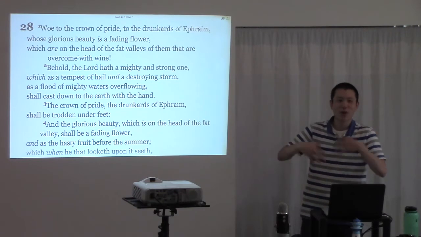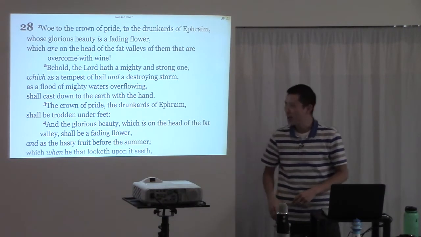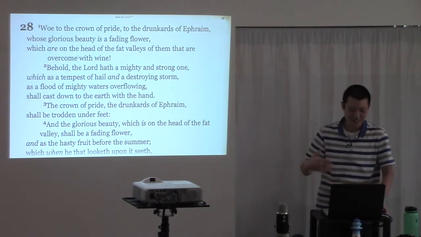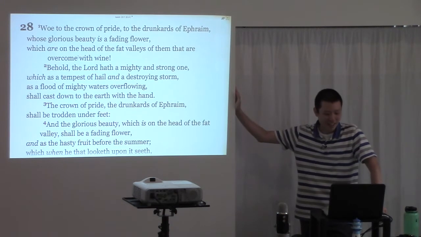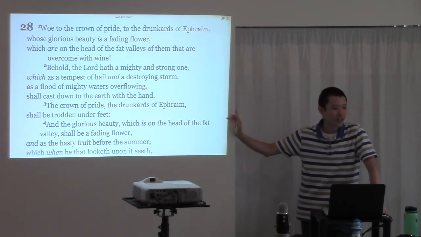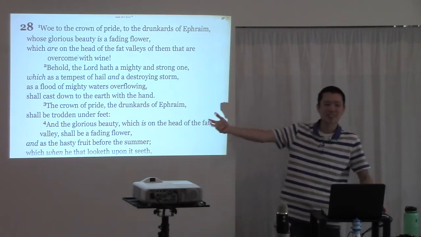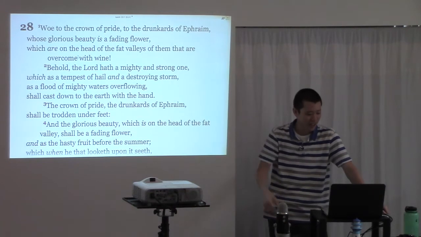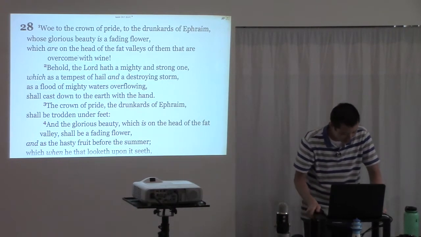Now, the crown of glory is an eternal crown, isn't it? It's something that you take into eternity with you. But the crown of pride is something that's temporary. Now, notice that it is beautiful, isn't it? It says that whose glorious beauty is as a fading flower. So this crown of pride is something that somebody might desire because it is beautiful. It is something that people in this world would desire, but it's temporary.